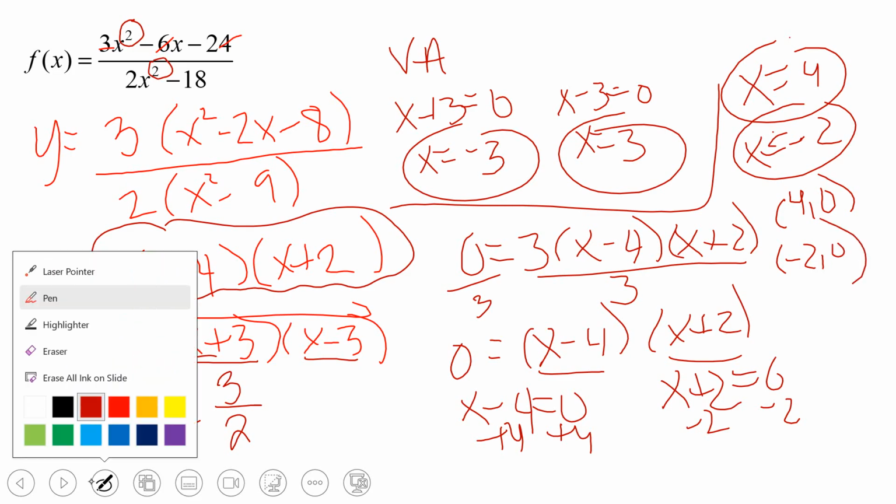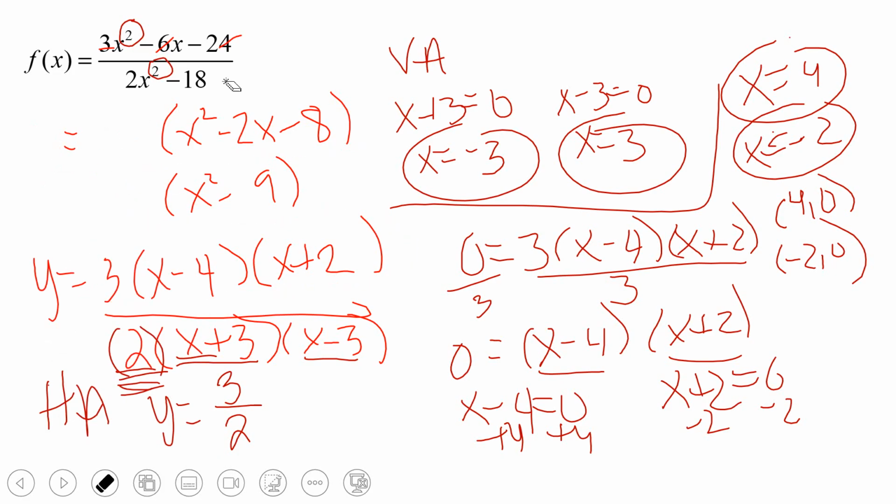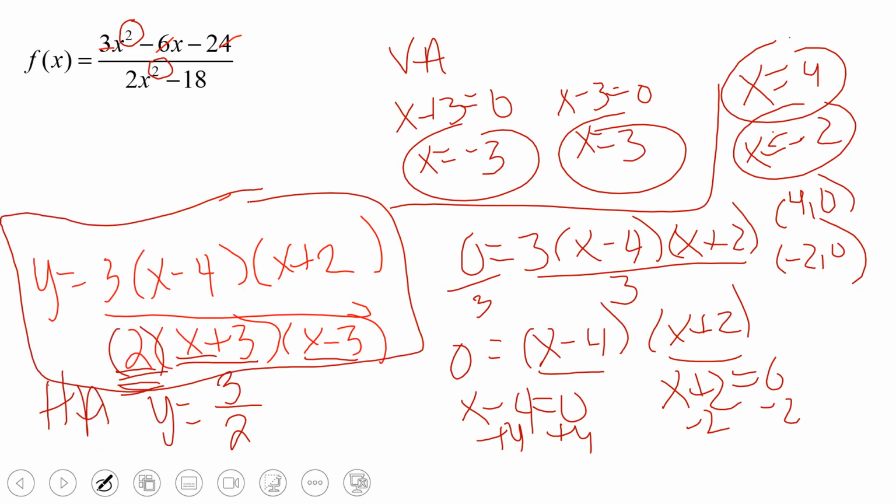And finally, how do we determine the y-intercept? Well, let me go ahead here and give myself a little bit of space. I'm going to take this form, and I'm going to replace all x's with 0 when I identify the y-intercept. So y equals 3 times, okay, 0 minus 4 is a negative 4. 0 plus 2 is 2. 0 plus 3 is 3. 0 minus 3 is negative 3.